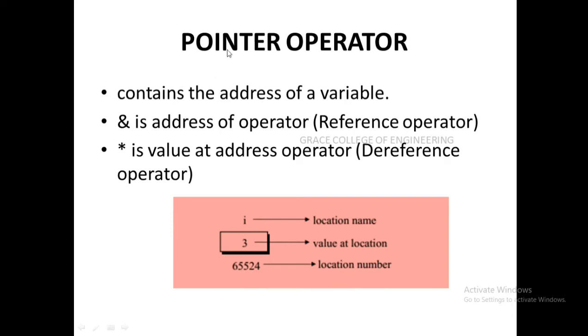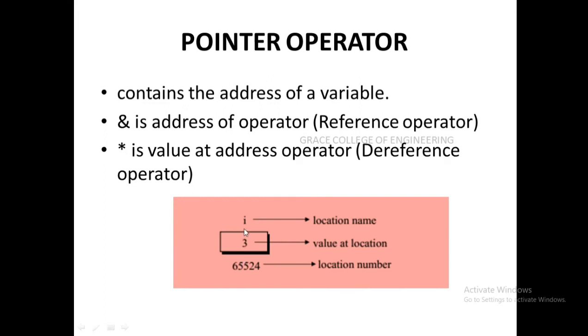Next is the pointer operator. This pointer operator is going to hold the value of an address of a variable. The place where the variable is stored will have an address. That address is held by the pointer variable. Normally ampersand is used to represent or hold the address of a variable. It is also called the reference operator. The star is used to point to the value corresponding to the particular address. So it is also called the dereference operator.